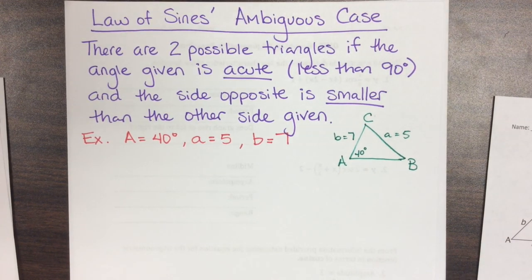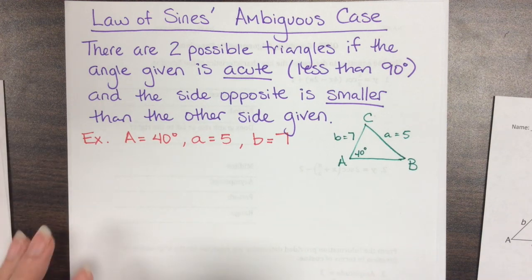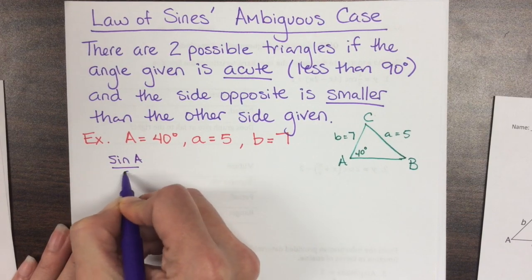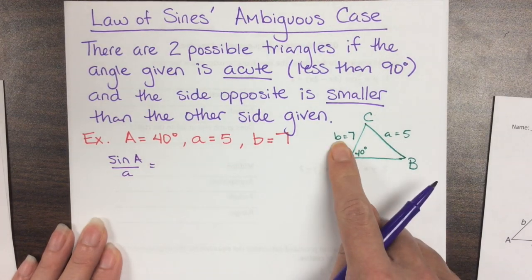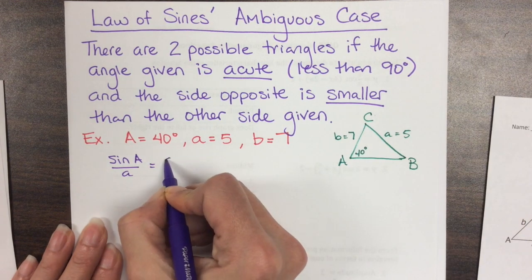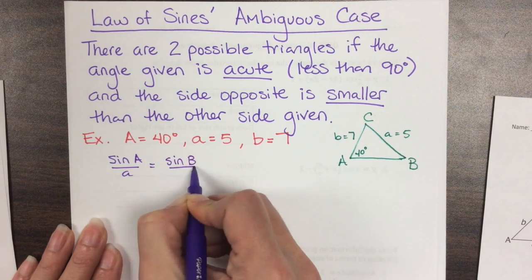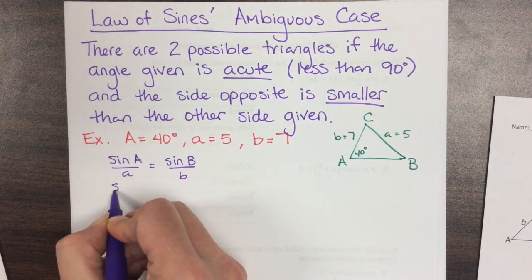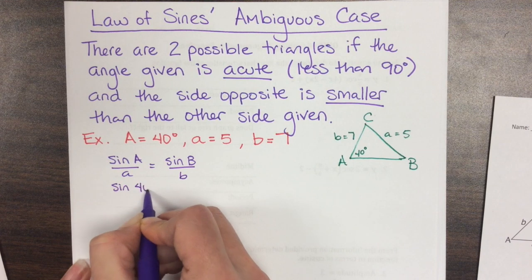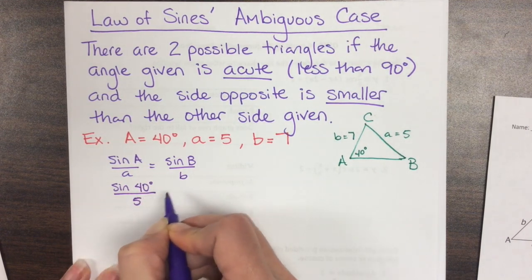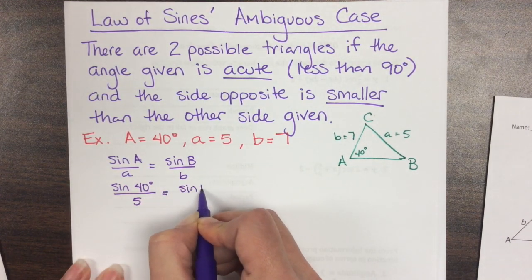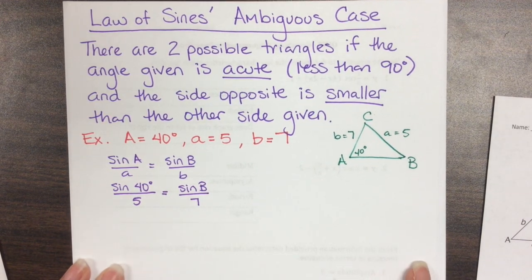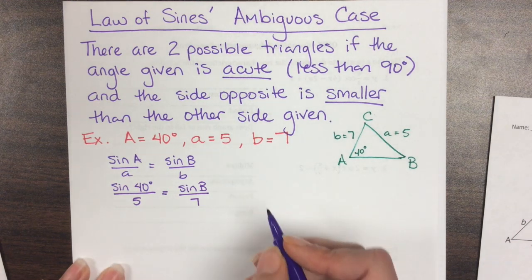We start off the same way we did before, and we set up our ratio. So we're going to use A, sine of A over little a equals, and notice we're given something with B, so let's use B with it, sine of B over little b. Let's plug in what we know. We know that angle A is 40 degrees, and side A is 5. We do not know angle B, but we do know that side B is 7. So we're going to solve just like before. We're going to cross multiply and divide.